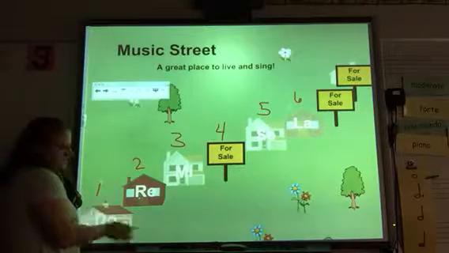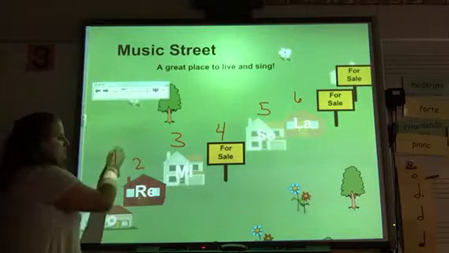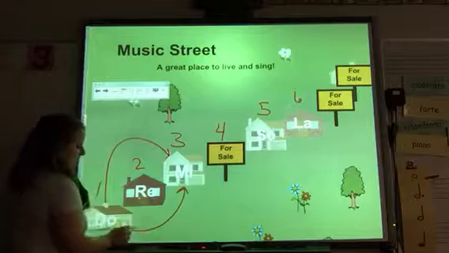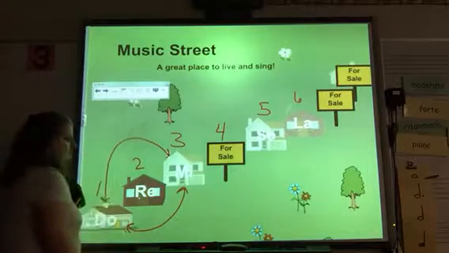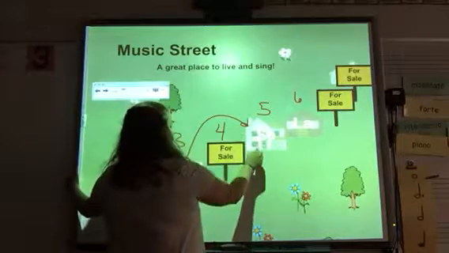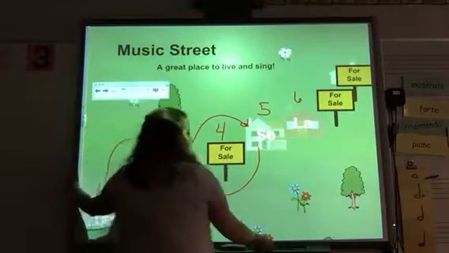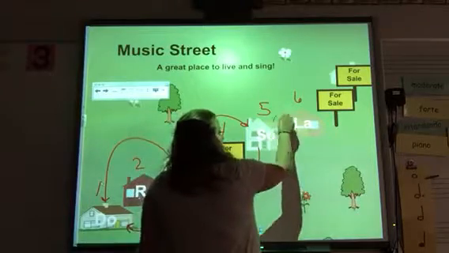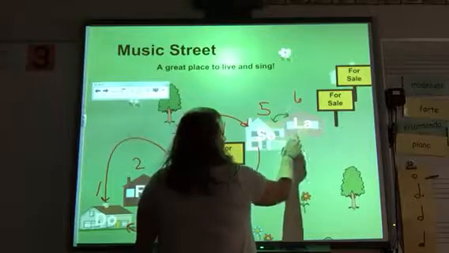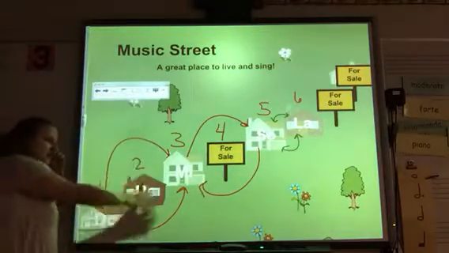Let's look at the relationships. In the past, we've said do has to skip to go to mi, and mi has to skip to get to do, right? That's how it works. Mi has to skip to get to so, and so has to skip to get to mi. La has a step relationship with so. They just have to step right next door to visit each other. And now we need to figure out where re falls in the mix.